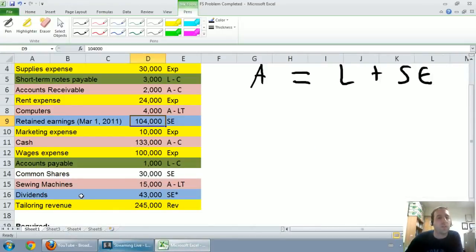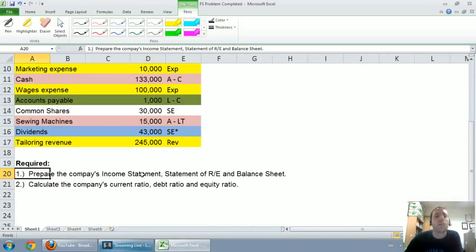Okay, let's go back to the question and make sure we've answered it. It says required. Prepare the company's income statement, statement of retained earnings, and balance sheet. Done. We've done it, and we've done well. Next, calculate the company's current ratio, debt ratio, and equity ratio. These are all things used to analyze companies, ratio analysis, and you'll certainly be doing this in any of your accounting classes, and these are the first ratios somebody has to learn. And a ratio is just typically one number divided by another number, or some mathematical formula we do on the financial statements to see how the company's doing.